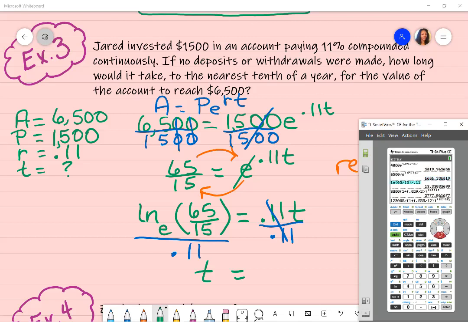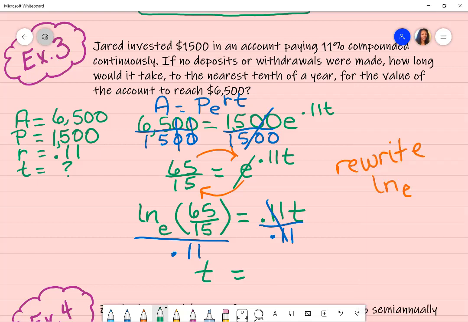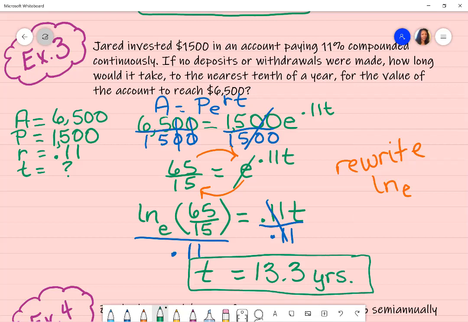as natural log. And of course, you don't have to put the e, it's given once you press the natural log button. And then you can put in the 65 over 15, or if you reduced it to 13 over 3, it'll give you the same number, divided by that 0.11, and then your answer will be 13 point, and all of these decimals. However, it says to the nearest tenths, which means one place after the decimal. So it's going to be 13.3, and it's in the form of years. 13.3 years. That's how long it will take to go from 1500 to 6500 at that current rate.